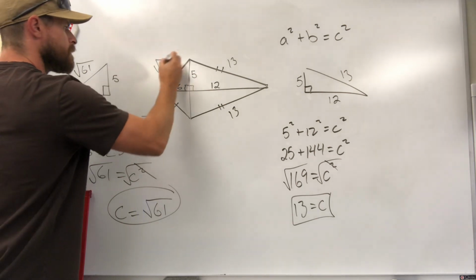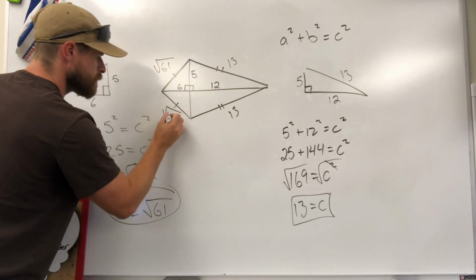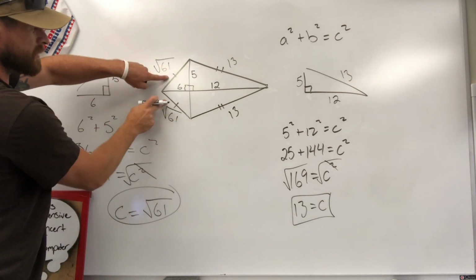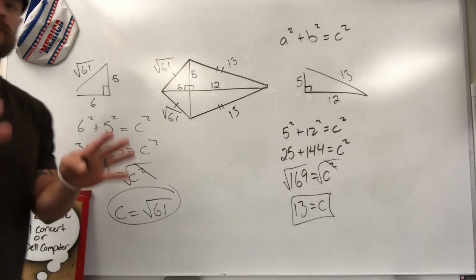Root 61, because these two sides are congruent when dealing with a kite.